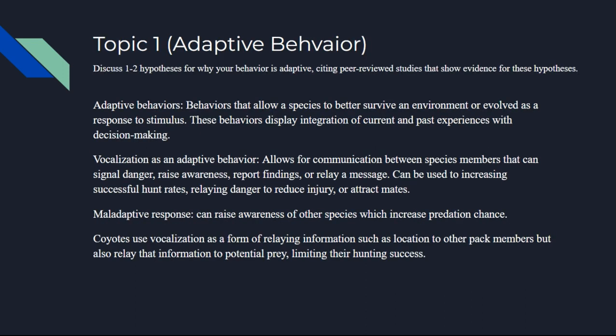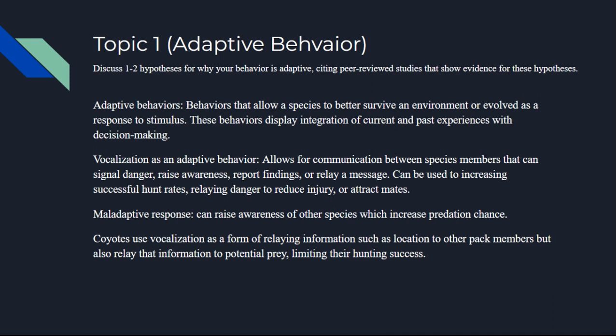This ties into the idea that vocalizations are a form of adaptive behavior. Adaptive behaviors are behaviors that allow a species to better survive an environment or evolve as a response to stimulus. These behaviors display integration of current and past experiences within decision making. Animals that vocalize can communicate with other members of their species to relay information that is pertinent to their survival, and this can range from prey relaying sources of danger to predators making their presence known to avoid competition. Additionally, vocalizations can be used as a mating behavior to indicate sexual maturity.